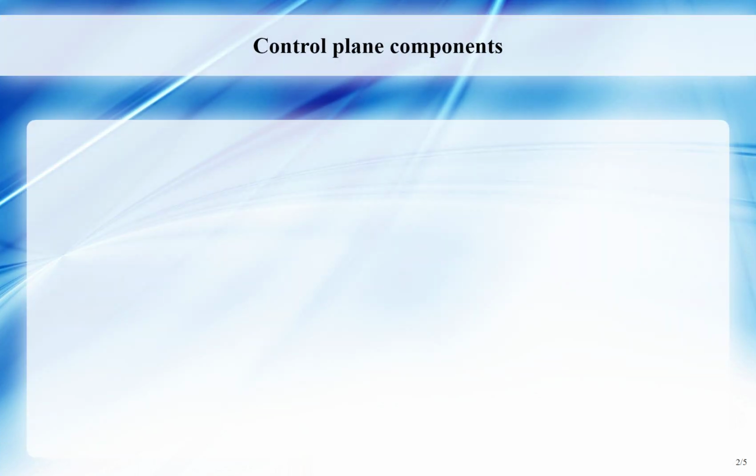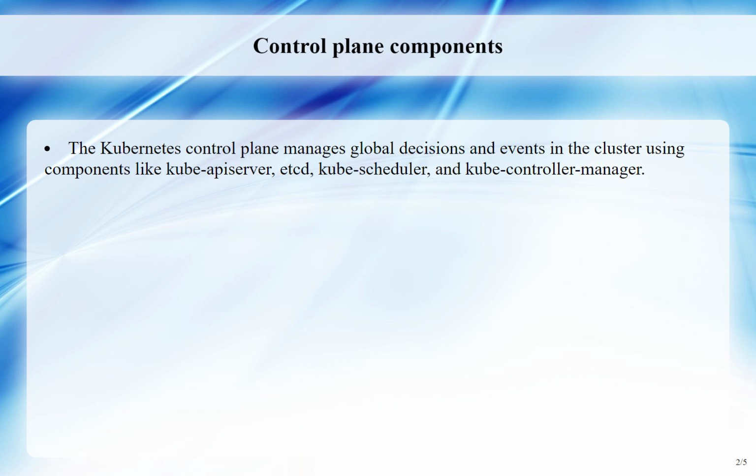Control plane components. The control plane in a Kubernetes cluster is responsible for global decisions and event responses. Components such as Kube API Server, etcd, Kube Scheduler, Kube Controller Manager, and Cloud Controller Manager play crucial roles in managing the cluster.